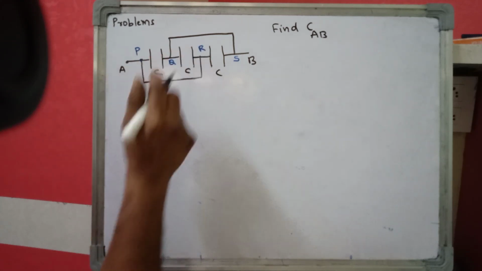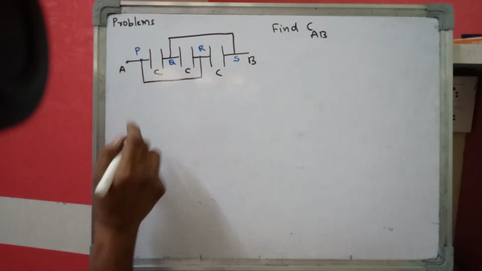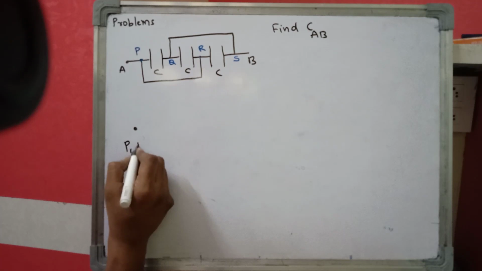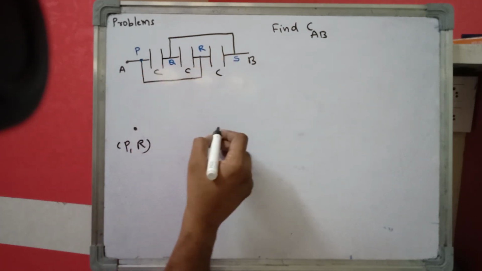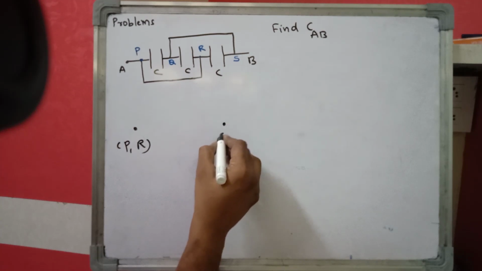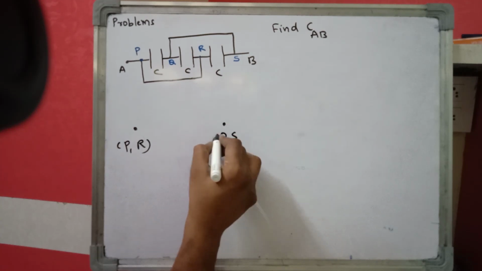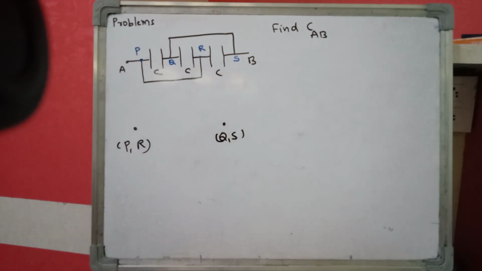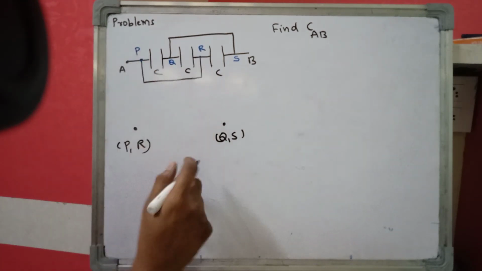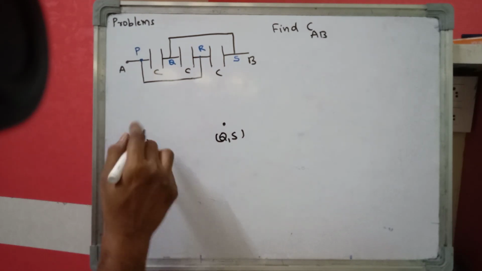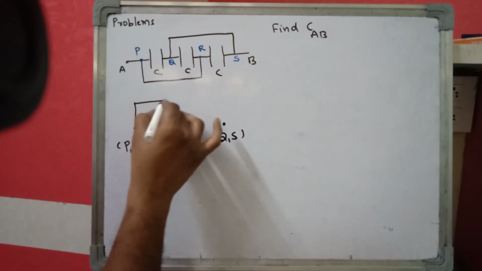See, P and R both are interconnected with each other. This is P and R. Q and S are again connected with the help of a wire. Now tell me, between P and Q you have one capacitor. Here we have P, this is Q. Between these two we have one capacitor.